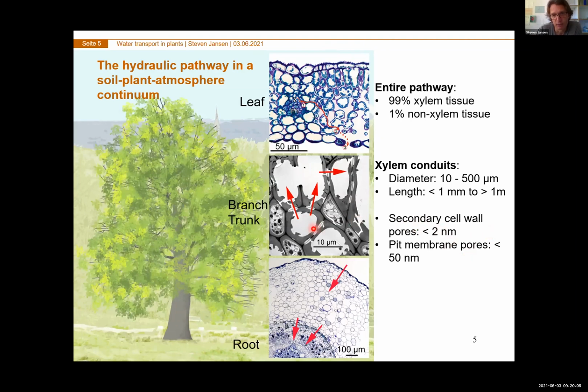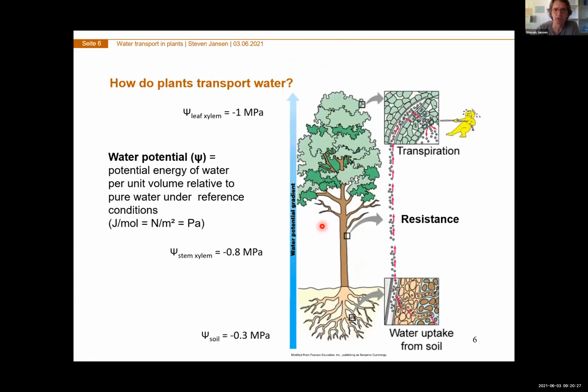And if we talk about the pores in the secondary walls, these are typically less than 2 nanometers, but in these pit membranes, and I'll come back to these, they are smaller than 50 nanometers. So it's a rather complicated pathway with many different dimensions and pore scales and sizes. How do plants transport water?